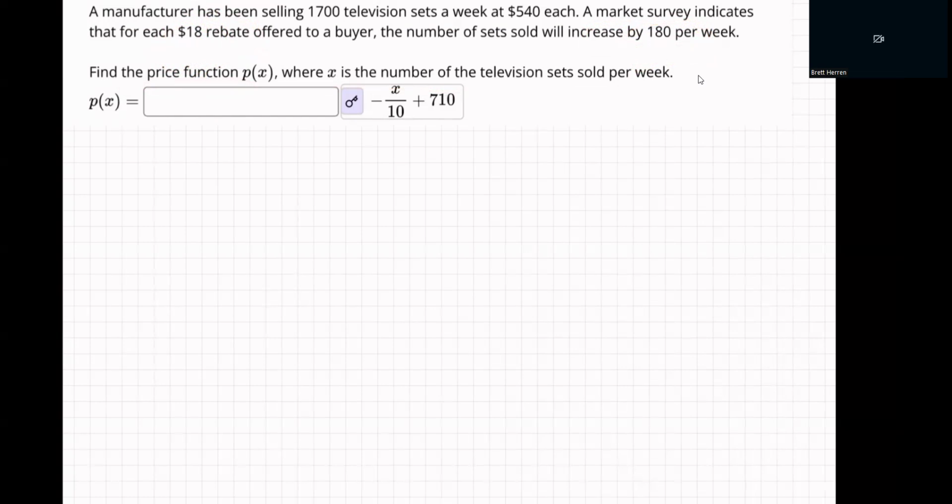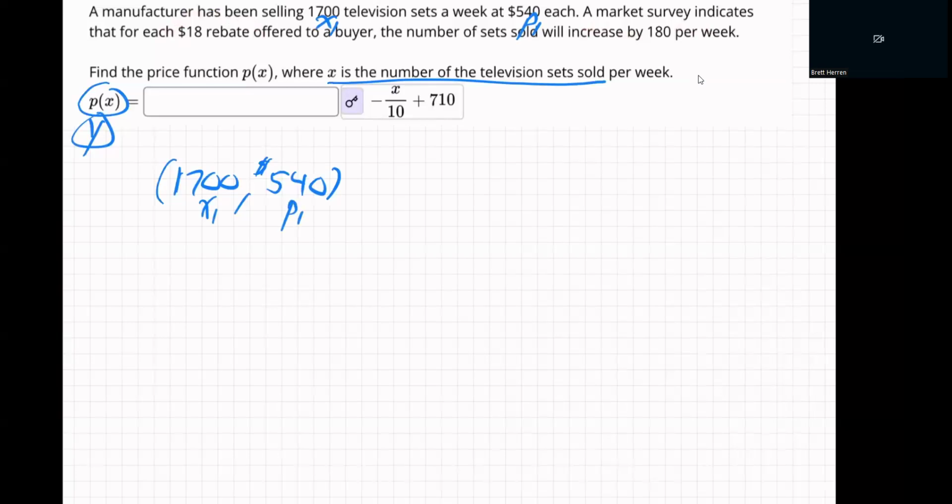So I want to get a relationship here. Basically, this is your y. Remember, function values are y values. So what I'm going to do is notice that we've got 2 points. x is the number of television sets sold. So x1, y1, or we'll call it p1. Say 1,700 television sets are sold when the price is $540. That's x1, p1.